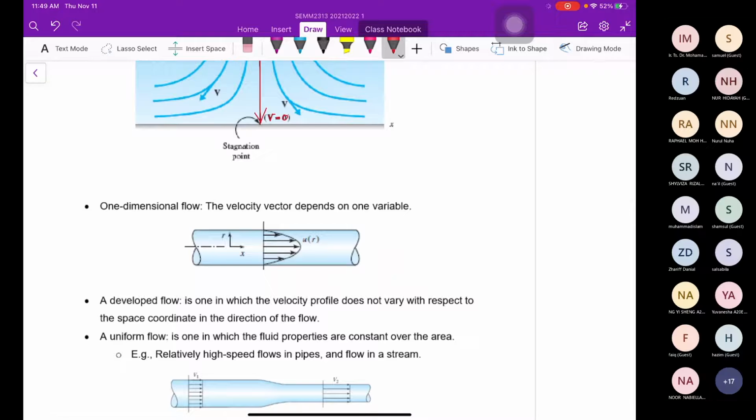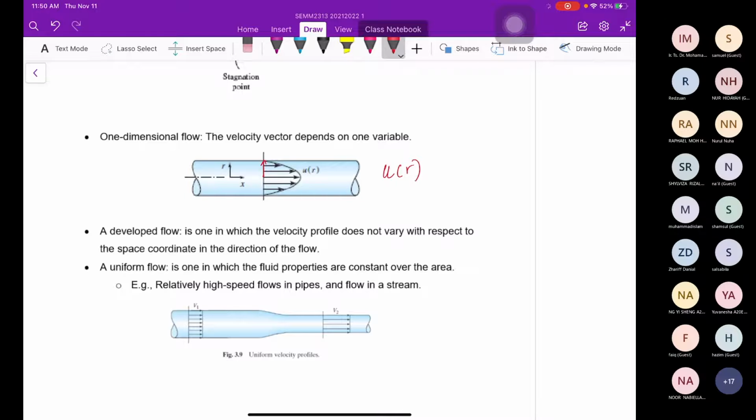Alright, when the flow is one-dimensional, that means the velocity vector depends on one variable. That means u depends on the radial. Different radial positions will have different velocity.